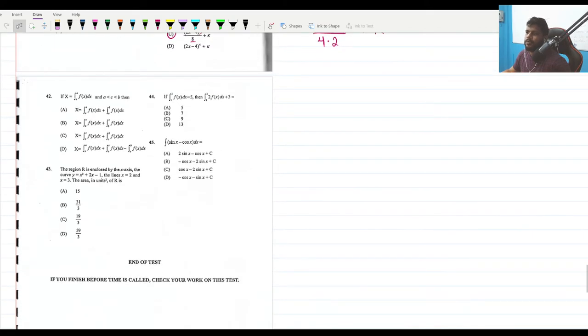This is actually a nice question. For once they bring a nice question. And this concept here should have been taught. I don't know if it is still on the syllabus, but it should have been taught. If x is equal to the integral between b and a of f of x dx, and a is less than c is less than b, then x is equal to the integral of one of these things here.